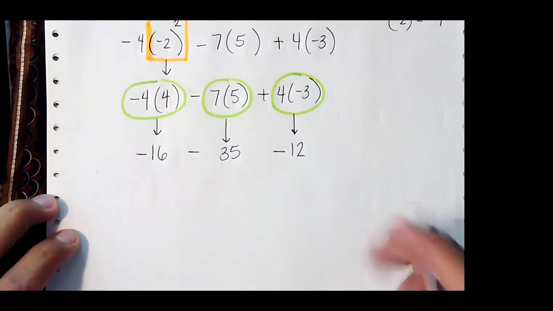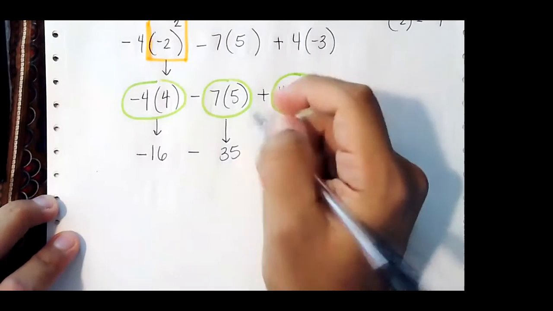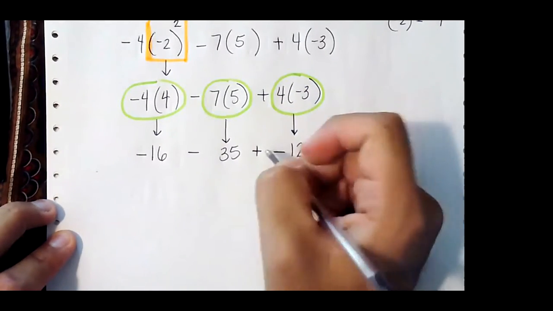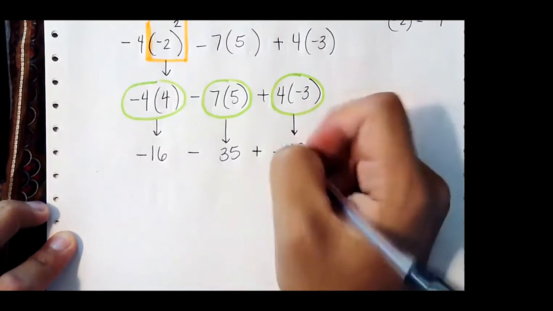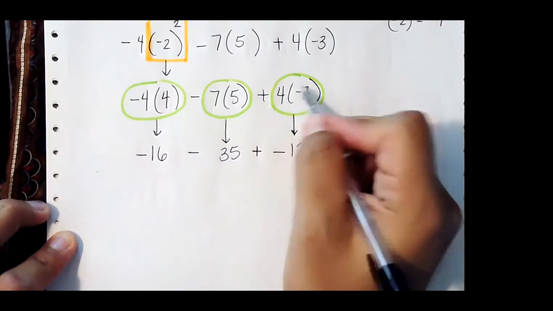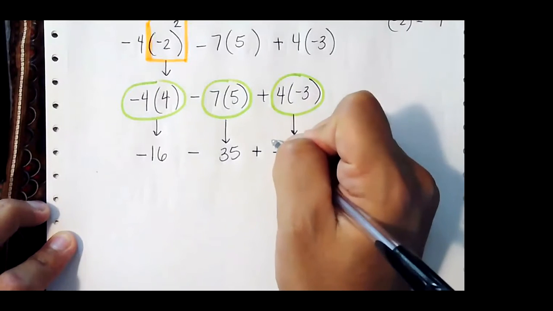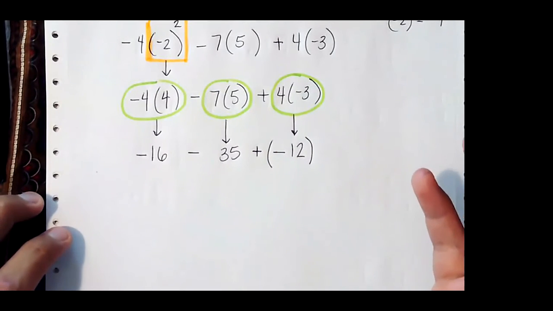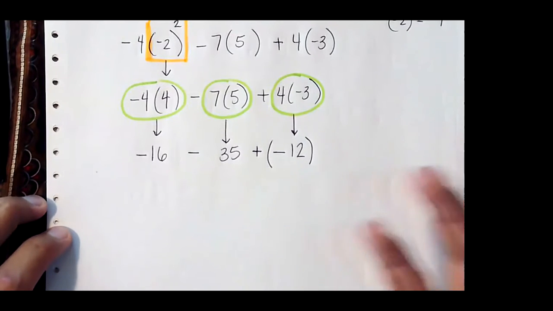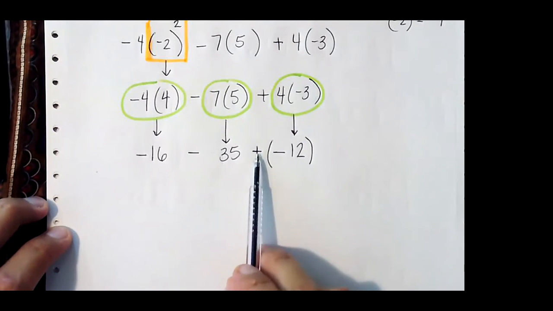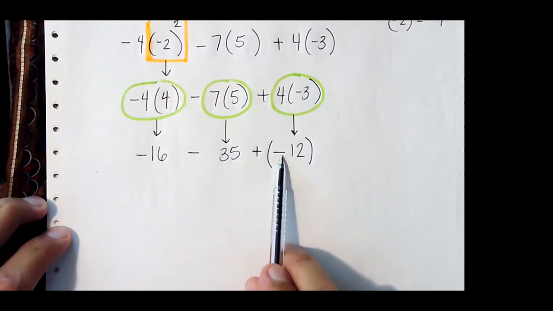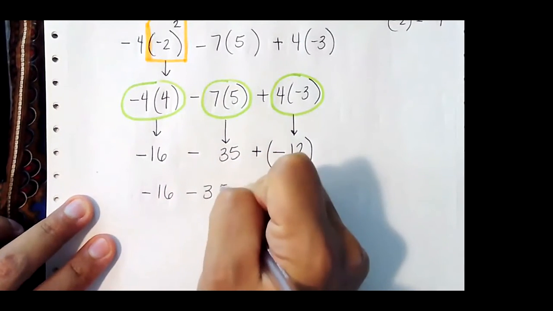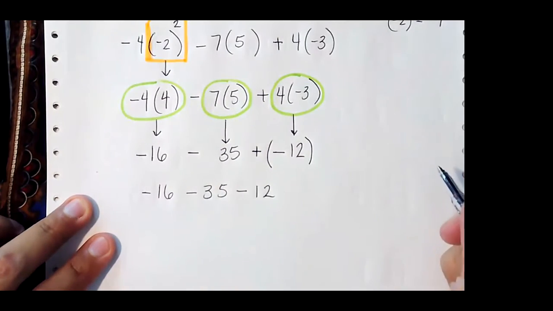Well, you could drop this plus sign down. And if you do that, just so that you don't get confused, this is a -12 since 4 times -3 gives you -12. You might throw that in parentheses for clarity's sake, but some students find that more confusing. So as opposed to putting plus, minus, and parentheses, I think it's easier to write it as -16 minus 35 minus 12.